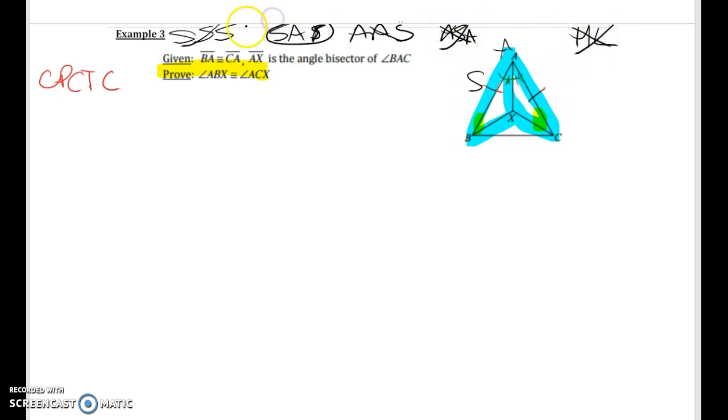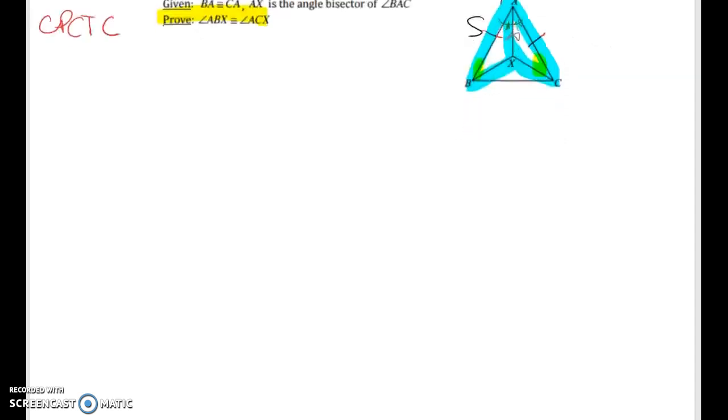So we are looking for another side. And again, in order to use side, angle, side, the angle must be sandwiched in between the sides, and AX is shared by both. So I know this is a CPCTC proof, so I'm going to set up my proof at the bottom and then work my way up.